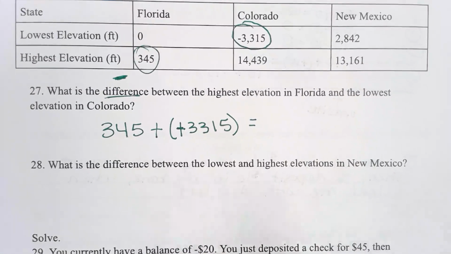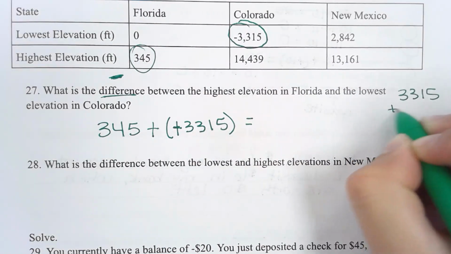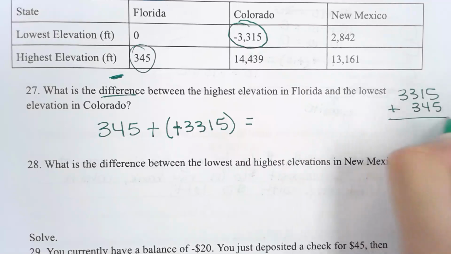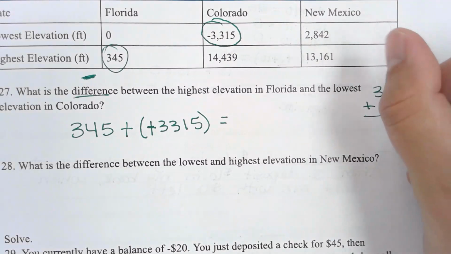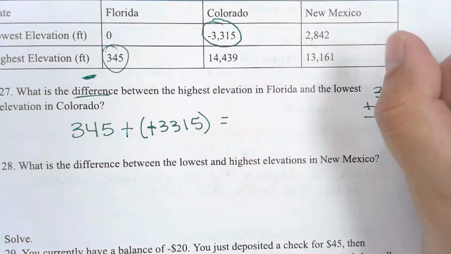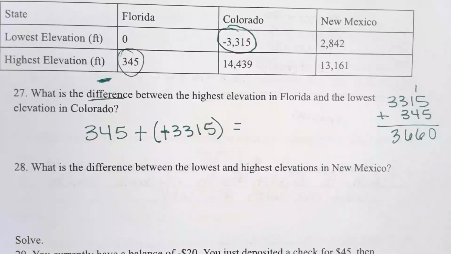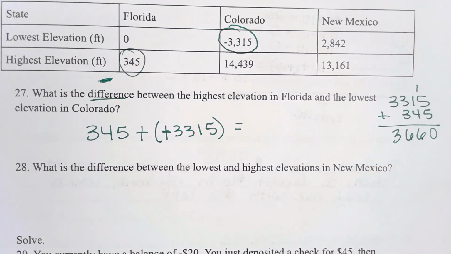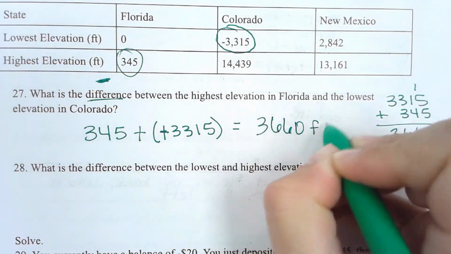So in other words, I'm just taking a positive 345 plus 3,315. So we can do that over here off to the side. So 5 plus 5 is 10, 1 plus 1 plus 4 is 6, 3 plus 3 is 6, and then 3 plus nothing is 3. So the difference between the highest elevation in Florida and the lowest elevation in Colorado is going to be 3,660 feet.